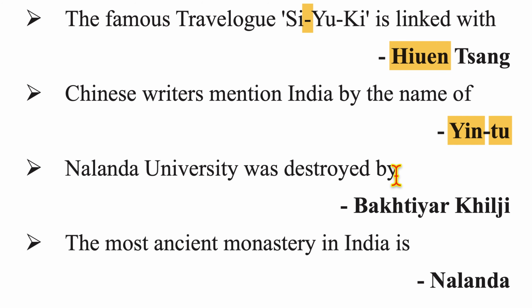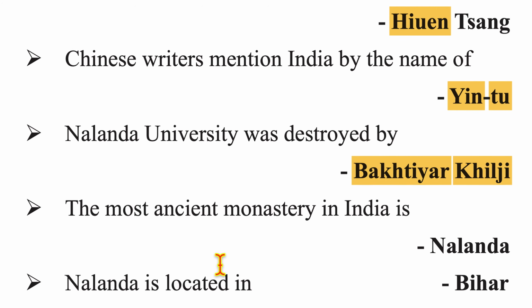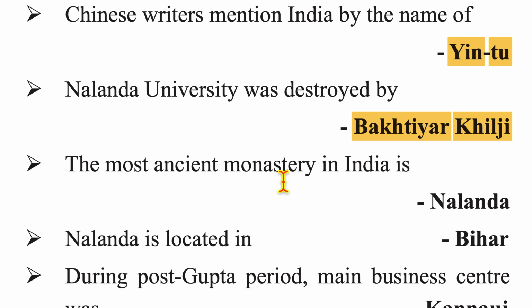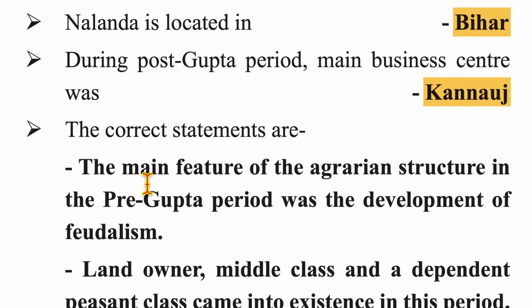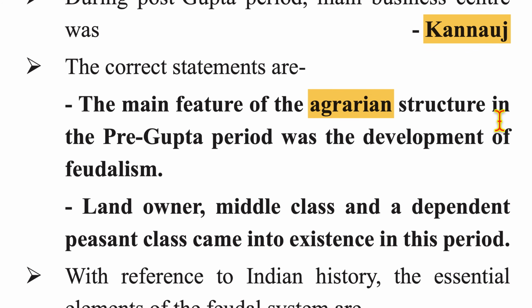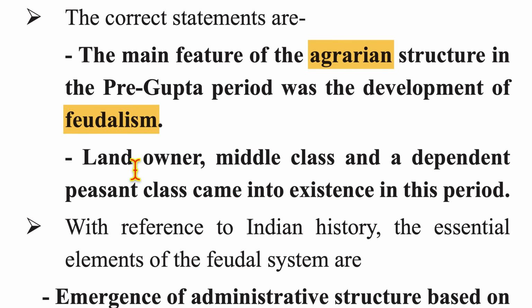Nalanda University was destroyed by Bakhtiyar Khilji. The most ancient monastery in India is Nalanda. Nalanda is located in Bihar. During post-Gupta period, main business center was Kannauj. The correct statement is: the main feature of agrarian structure in pre-Gupta period was development of feudalism. Landowner, middle class, and dependent peasant class came into existence in this period.